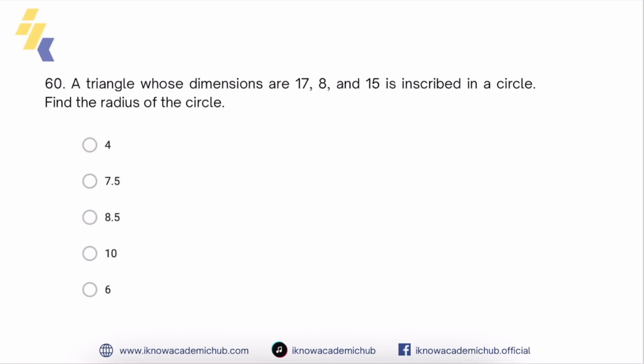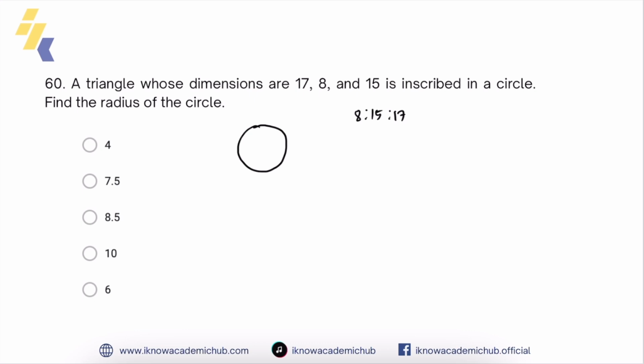60. A triangle whose dimensions are 17, 8, and 15 is inscribed in a circle. Find the radius of the circle. So we have a circle here, and the sides of a triangle are 17, 8, and 15. So that is 8 is to 15 is to 17, and that is a Pythagorean triple, meaning to say that is forming a right triangle.